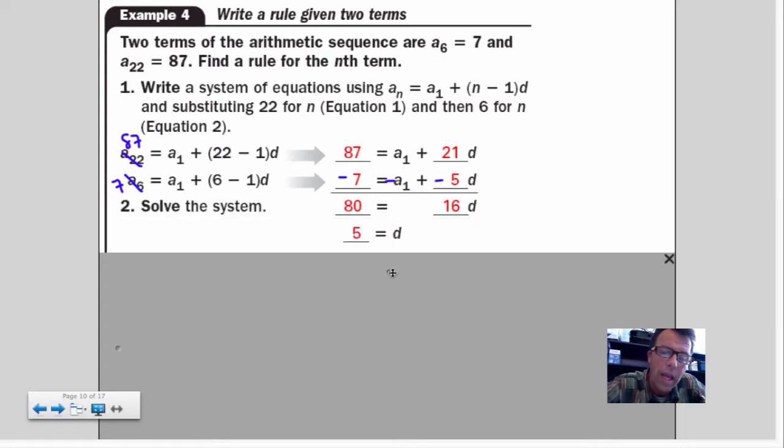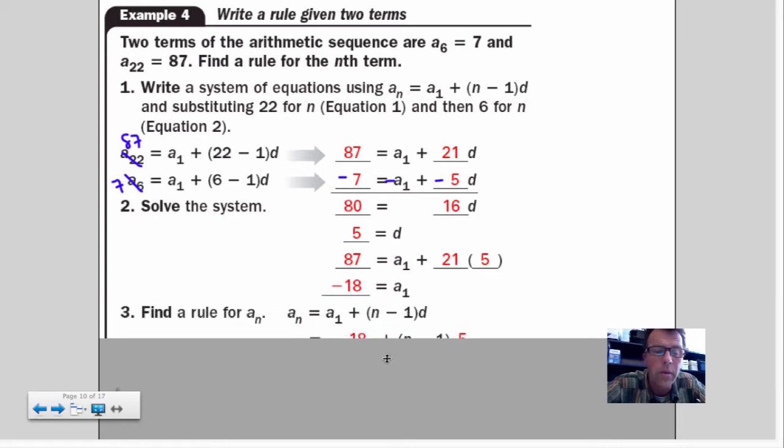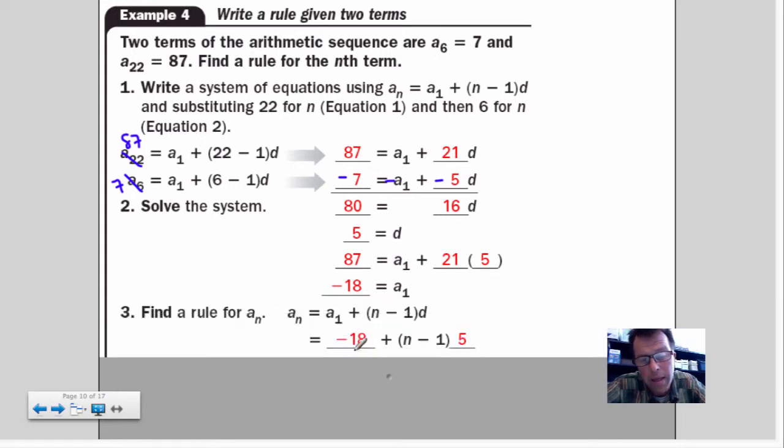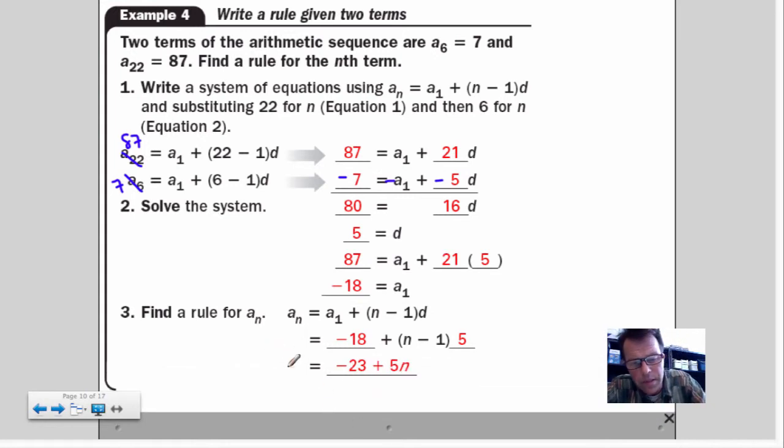How do I figure out what a sub 1 is? The first term, I would plug into either of these 2 equations, right? Set d equal to 5. Solve for a sub 1. How do I figure out the rule? I go back, plug in the first term. The first term is 18. The difference is 5. Clean up the rule, and I am done. Again, I would love to see a sub n here circled.